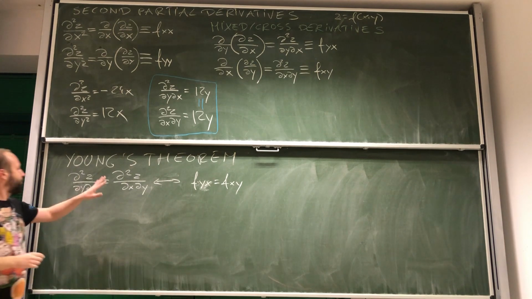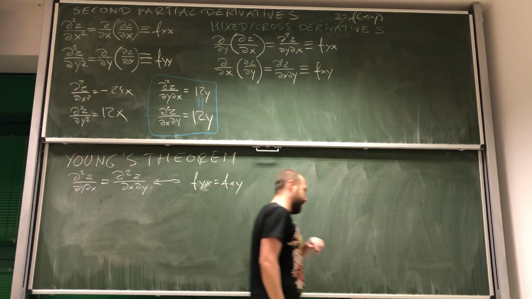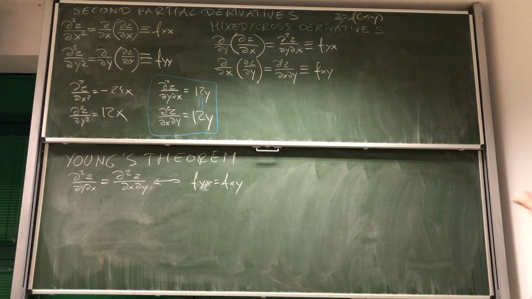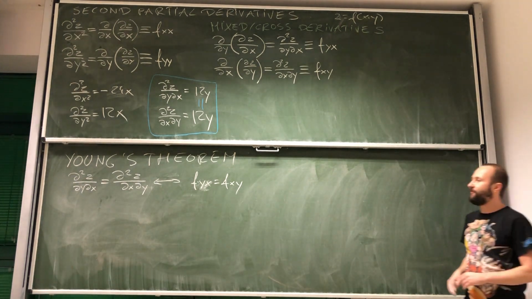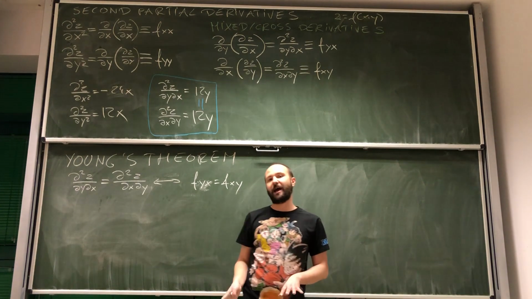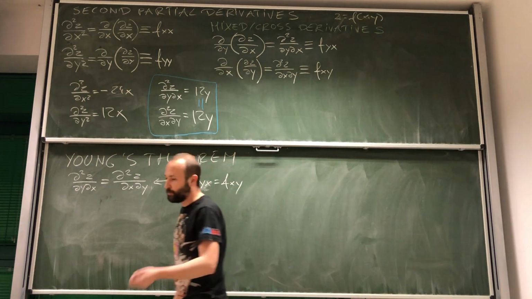Basically, what Young's theorem says is that if I differentiate a function with respect to x and then with respect to y, I will get the same result if I differentiate the function with respect to y and then with respect to x. Now, can we prove it?